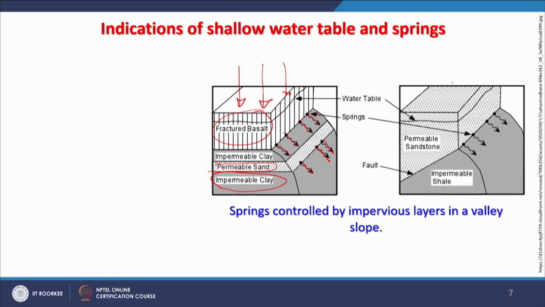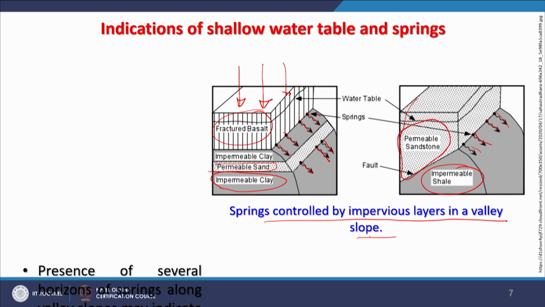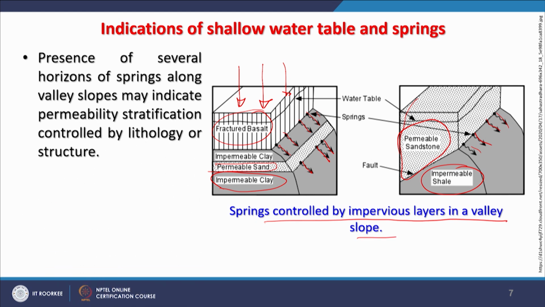Similarly, here you have a permeable sandstone on top, and then impermeable shale, fine grained sedimentary rocks, and therefore you are seeing springs coming here. So, springs are controlled by impervious layers in the valley slope. The presence of several horizons of springs along valley slopes may indicate permeability stratification. That means some rocks are highly permeable, some are impermeable, or you have a series of rocks in a pervious, impervious, pervious, impervious kind of situation. So, permeability stratification is controlled by lithology, overall geology or structures.